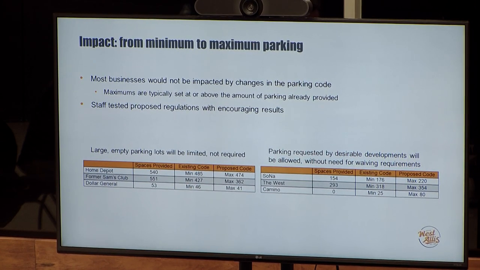So for example, Sona, the building that's being built right now, they're providing 154 stalls for their apartments. Our code right now says they have to do at least 176. They do a very extensive study of the market whenever they're going to propose a new building so that they don't have to do more parking than they need to, because it's really expensive. And now they can do that and they don't even need to worry about the variance. So this is the effect we want to have on our properties. Any questions about this before we move on?